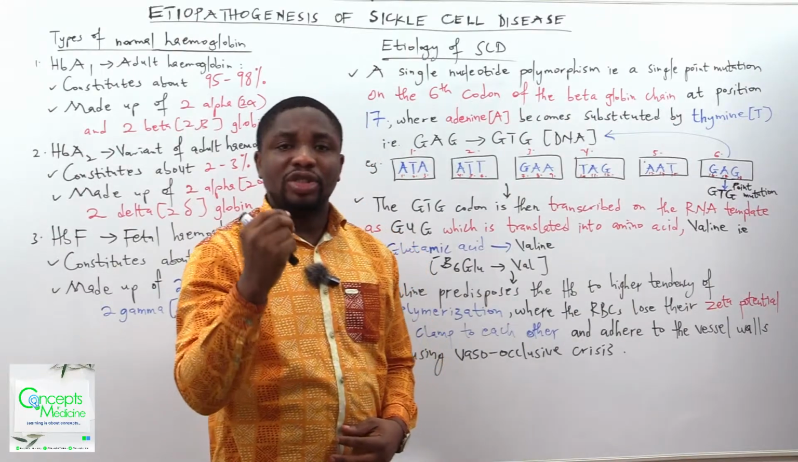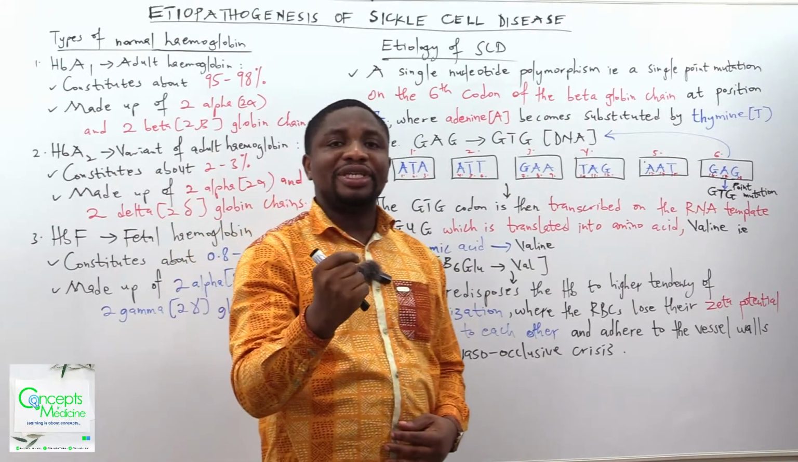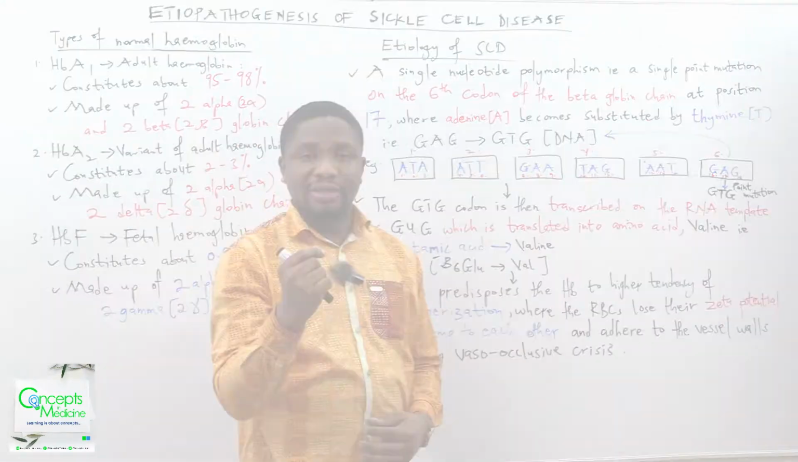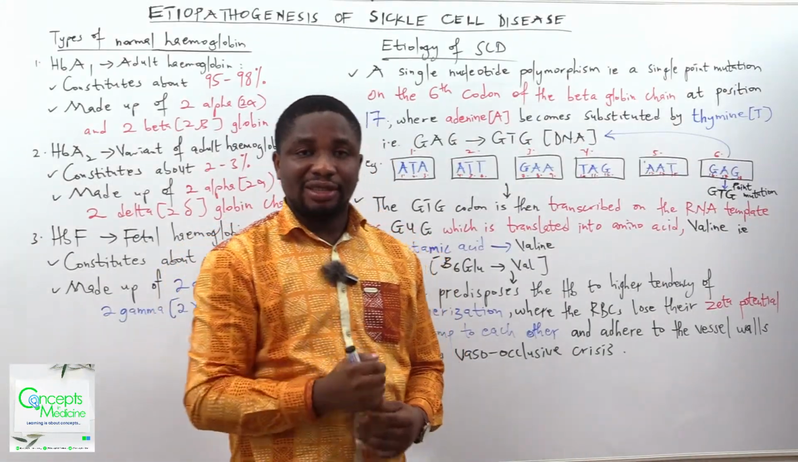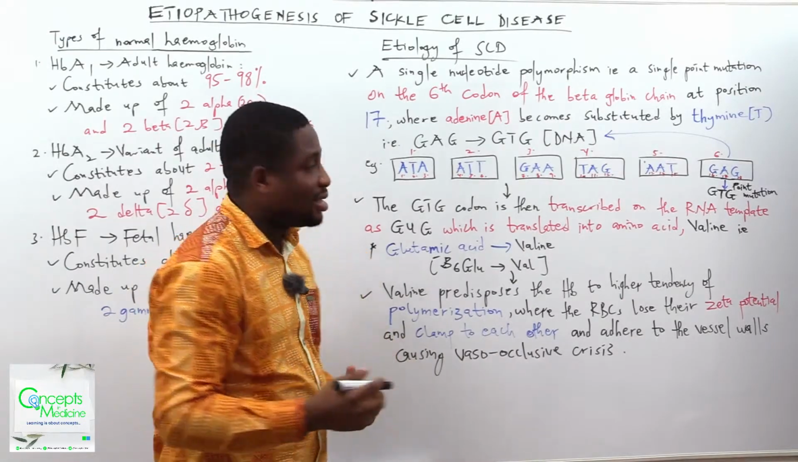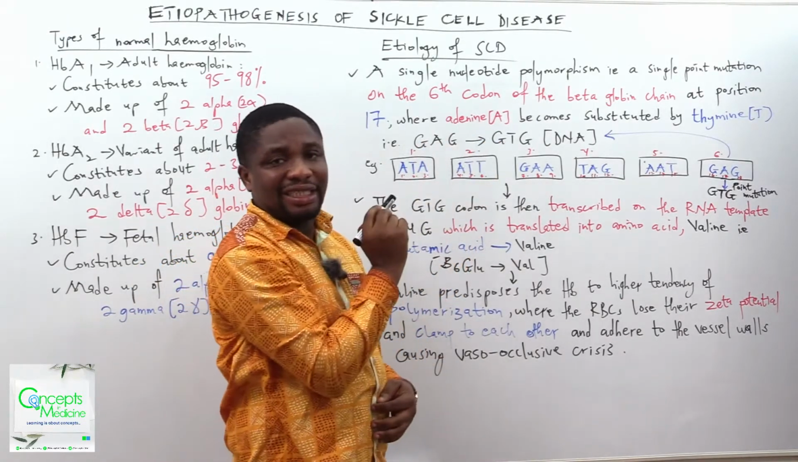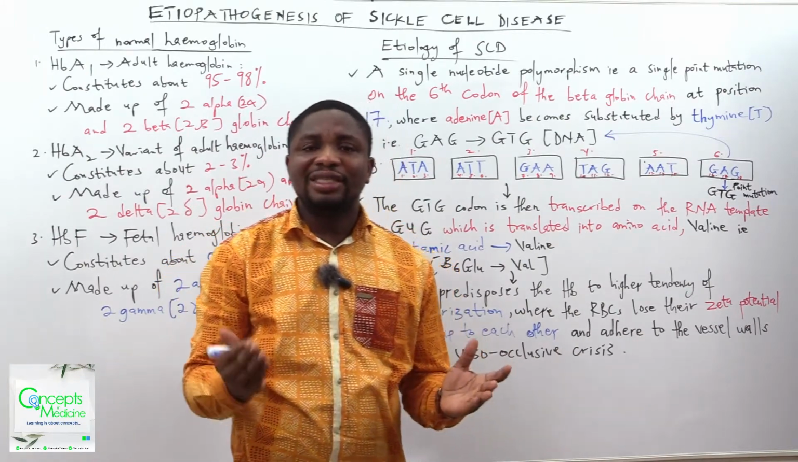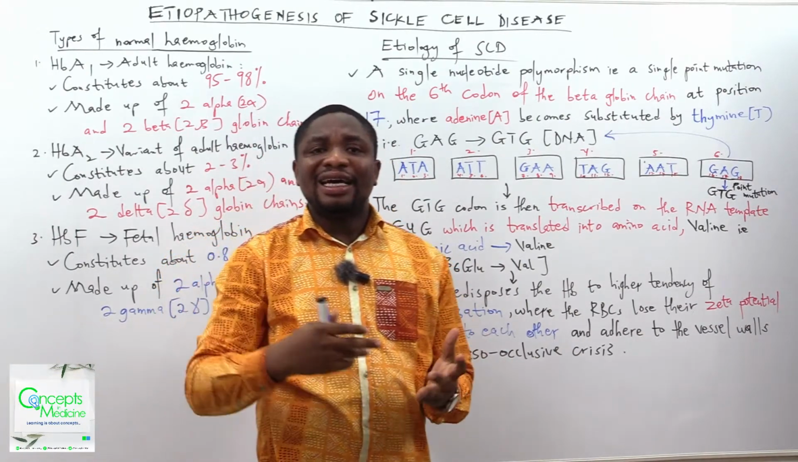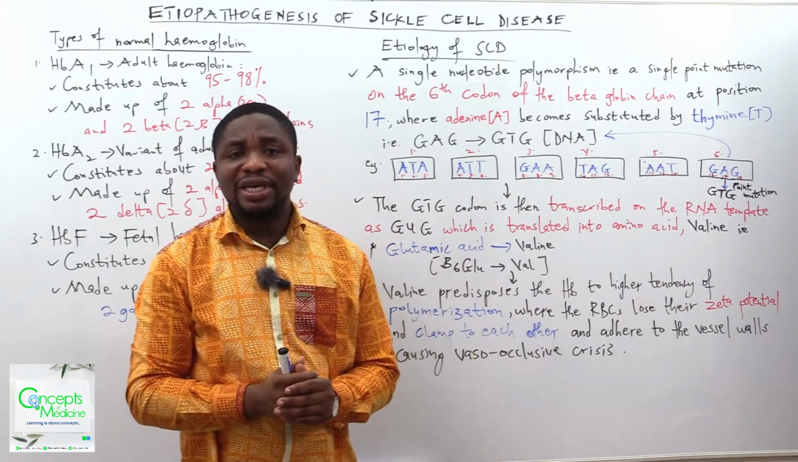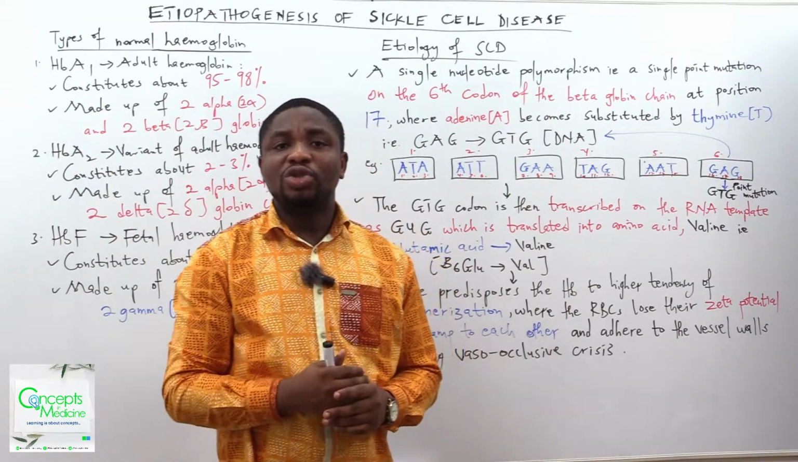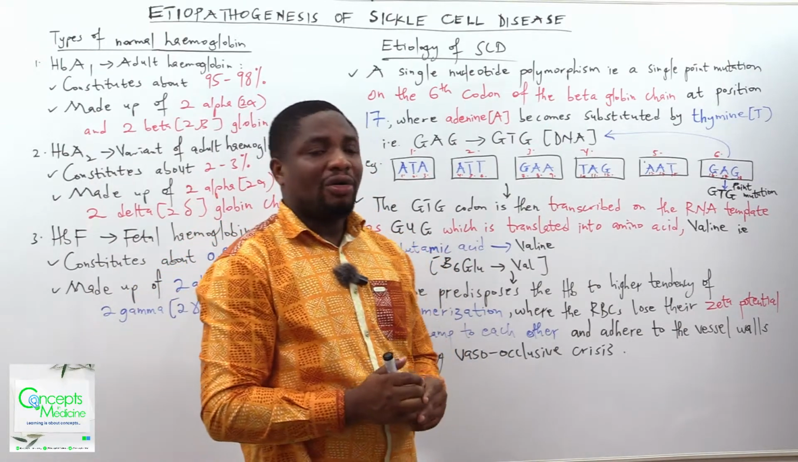When the single point mutation takes place on the 6th codon of the beta chain at position 17, what is going to happen next? You will have adenine becoming substituted by thymine, and we should know that adenine and thymine are nitrogenous bases, where adenine belongs to the purines and thymine belongs to the pyrimidines. All right, let's move ahead.